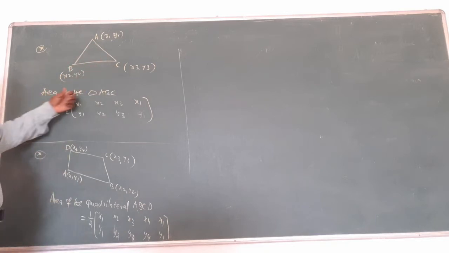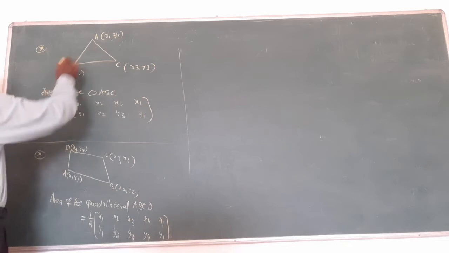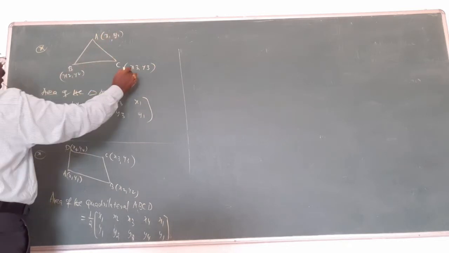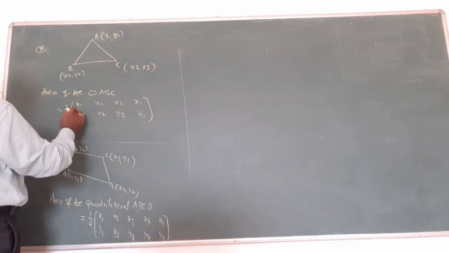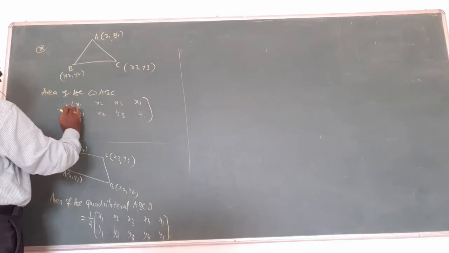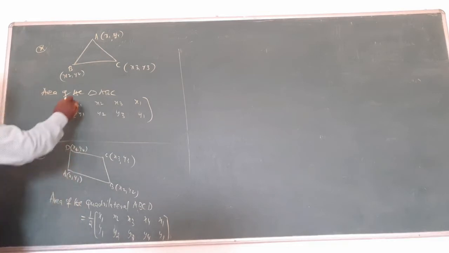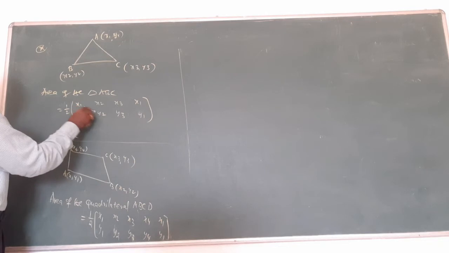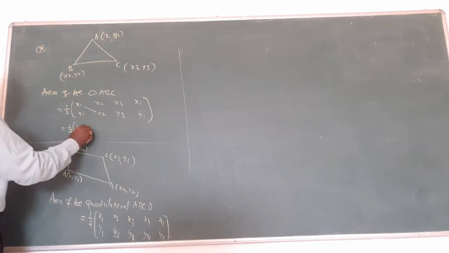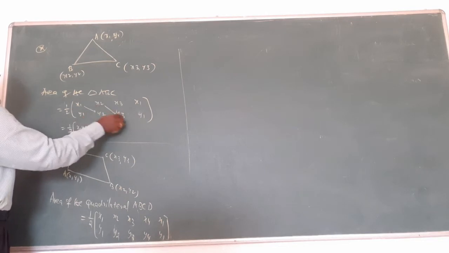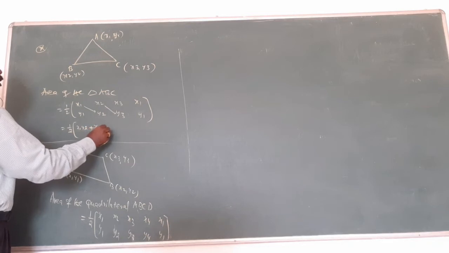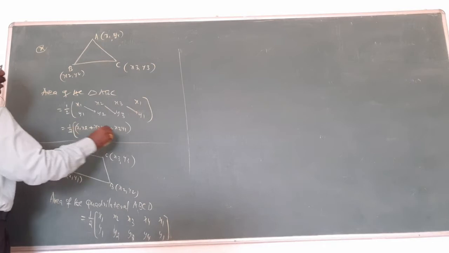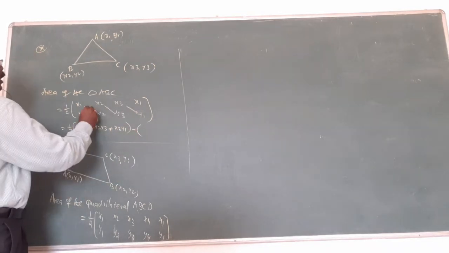What is the formula? Area of the triangle ABC is equal to half into first point x1, y1, next point x2, y2, third point x3, y3. Once again start with x1, y1 and end with x1, y1. Now a very simple concept. Cross multiply: x1 into y2 plus x2 into y3 plus x3 into y1. Close the line. Minus next step.